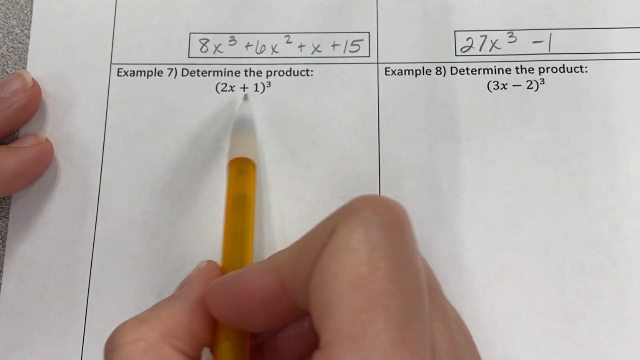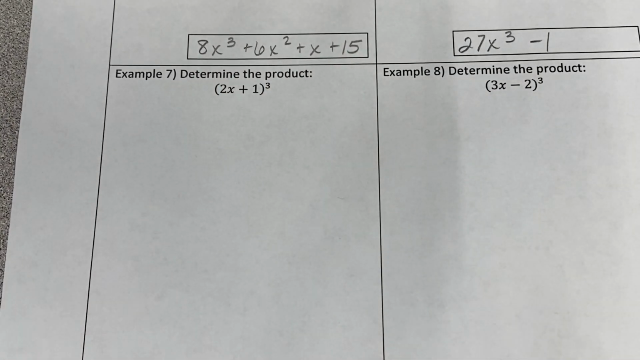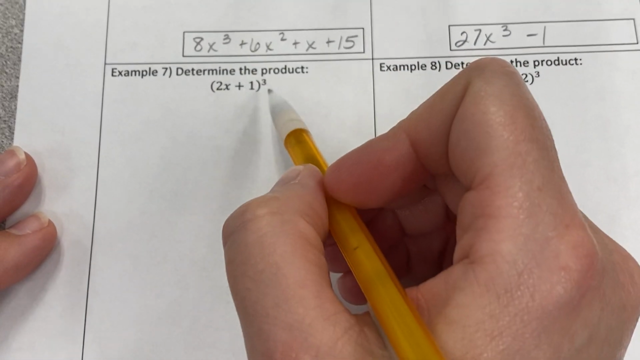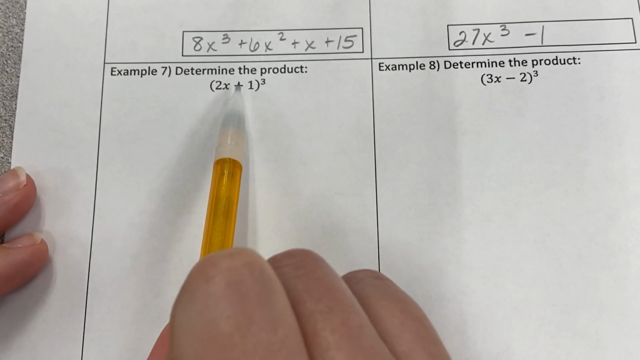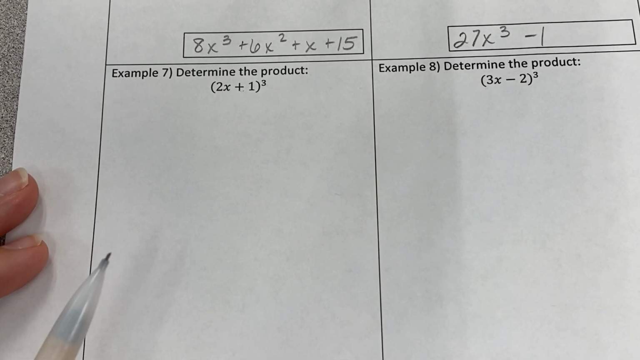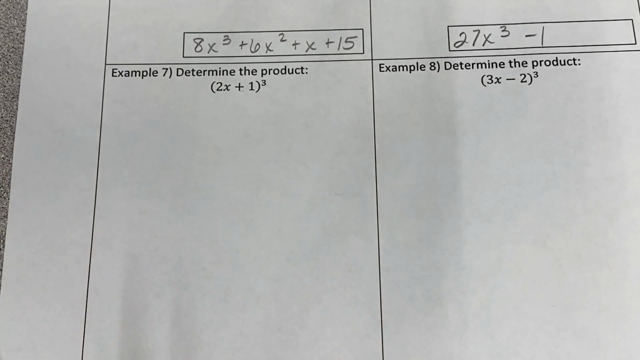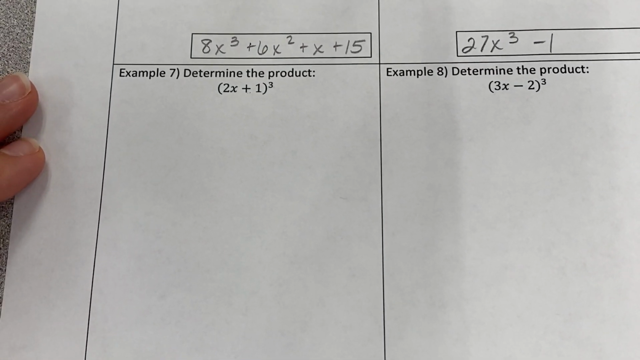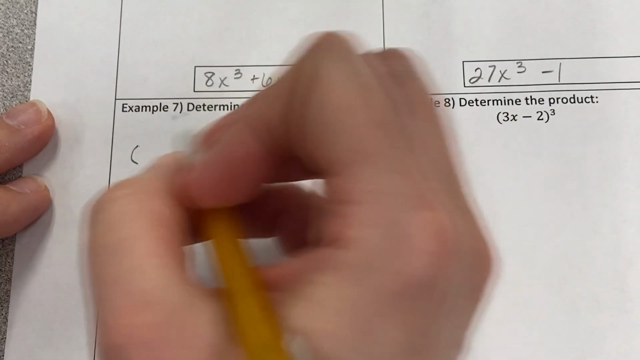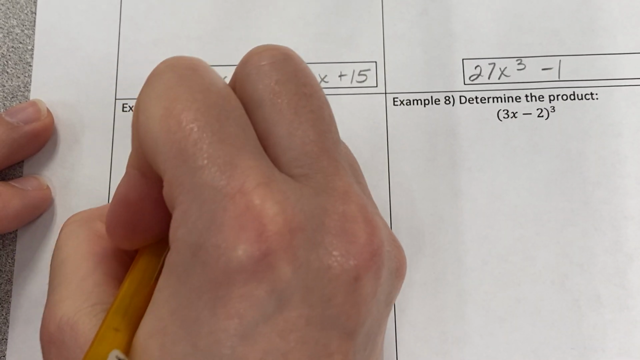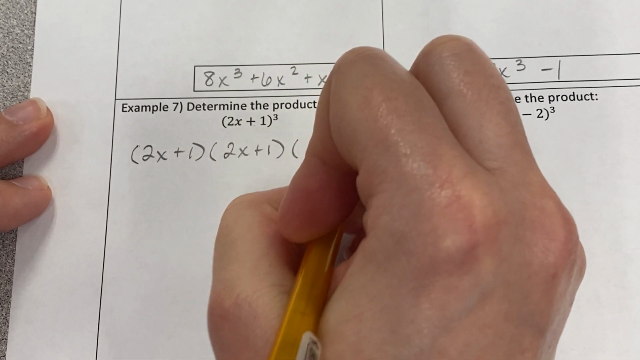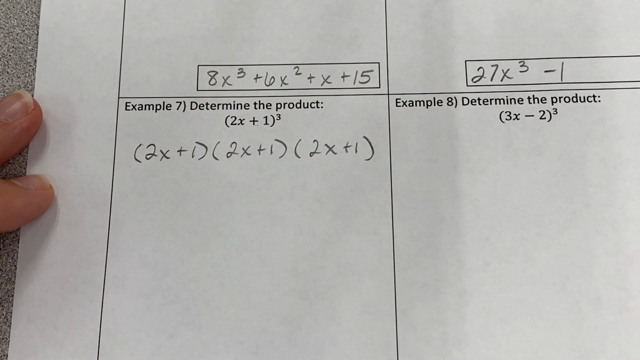Let's take a look at ones where they're not listed out, but they have an exponent. So sometimes students will distribute the exponent, and that's not something we can do here because we have this plus sign. Since we have more than one term in here, distributing an exponent is not acceptable. We're going to rewrite this. This means 2x plus 1 times 2x plus 1 times 2x plus 1. For now, I'm going to ignore the last one.